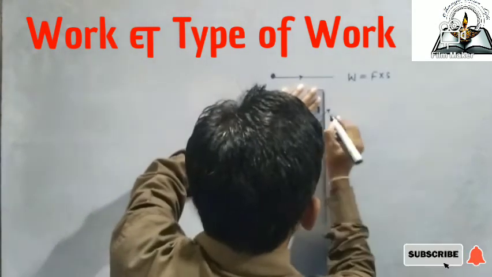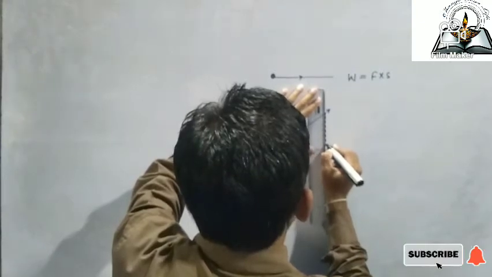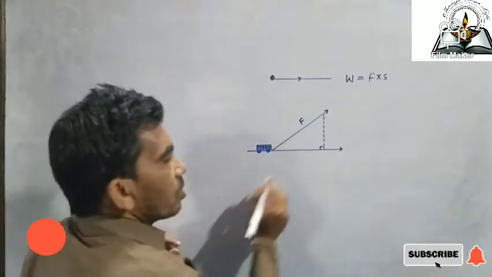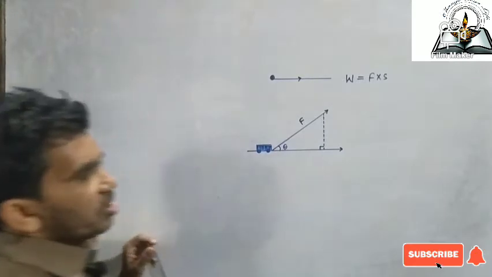If we plot it, consider this is the normal, and this is the angle. So this is the angle between the applied force and the displacement.